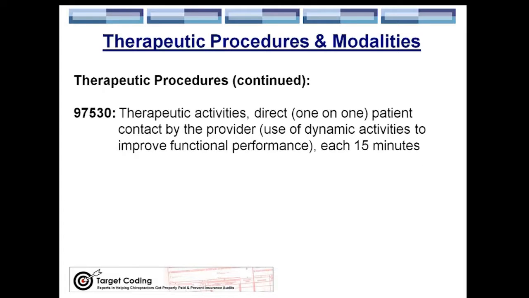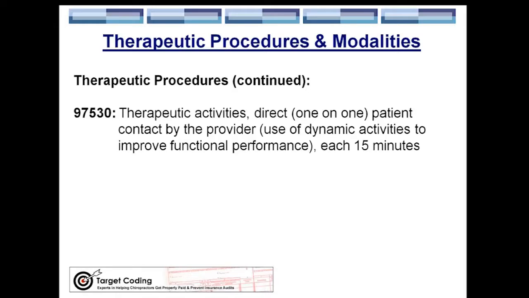Next is 97530. That's Therapeutic Activities. I don't call it kinetic activities. Some people say that. I call it what the AMA CPT code book says it is. I don't call this kinetic activities. I call this therapeutic activities. Direct one-on-one patient contact by the provider. You're using dynamic activities to improve functional performance. See, that's the key right there. You have to be directing the patient to use dynamic activities.